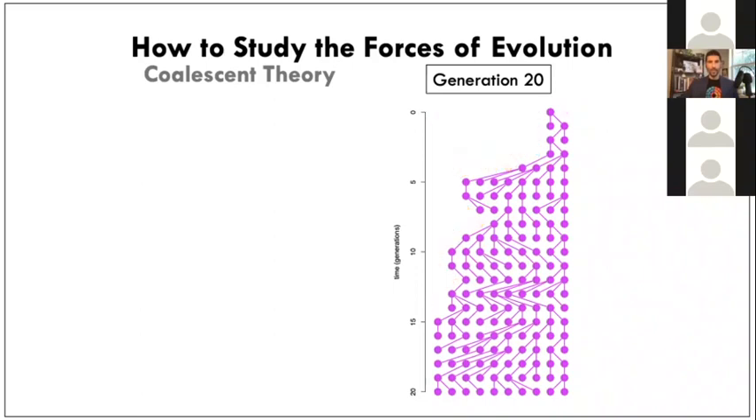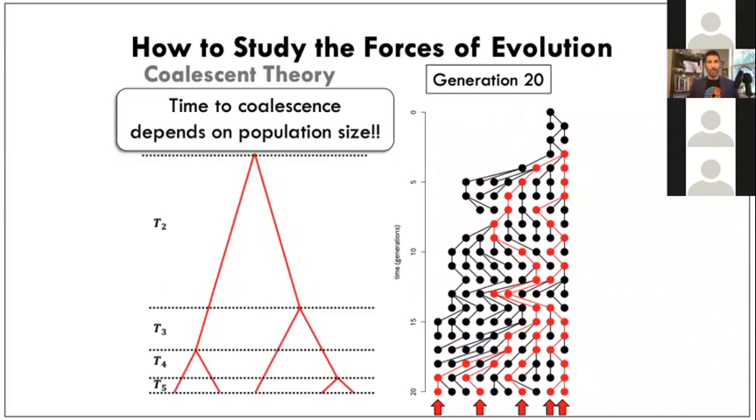If we look at just what's left today, and we sample, because we can't sequence everyone, 5 haplotypes, we can build a gene genealogy. The time to coalescence depends in part on population size. So this is drift again. Genetic drift causes there to be a relationship between the population size and how likely there is to be a coalescent event in the past for 2 branches to come together.